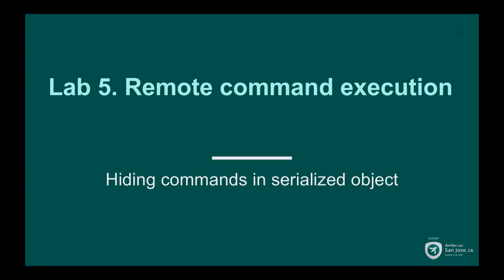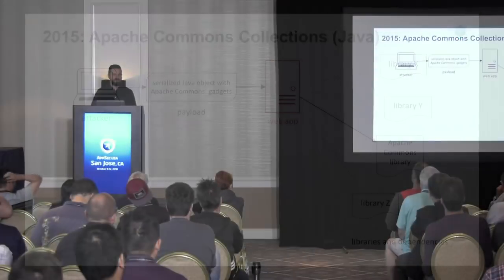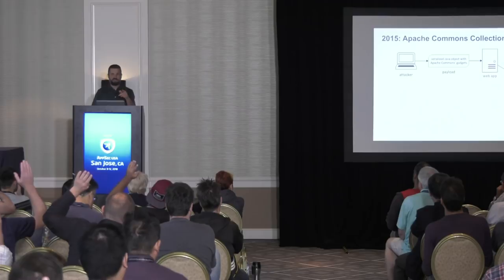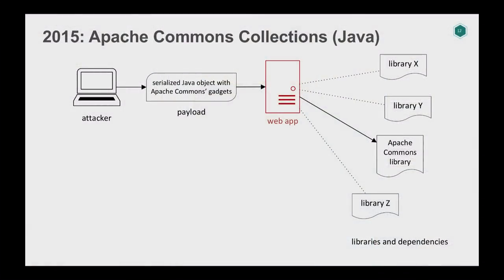Now let's talk about more sophisticated stuff. Who here attended the talk at 10:15, I think, on deserialization? Yeah, good. So Jan was talking about gadget chains. This thing right here, the Apache Commons Collections issue that was found in 2015, was using these gadget chains in the Apache Commons library to execute code.